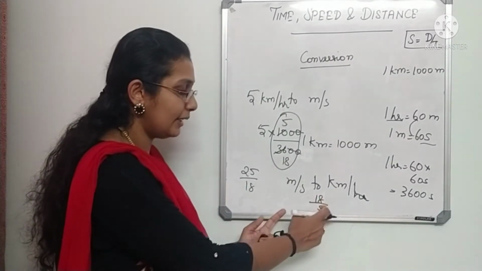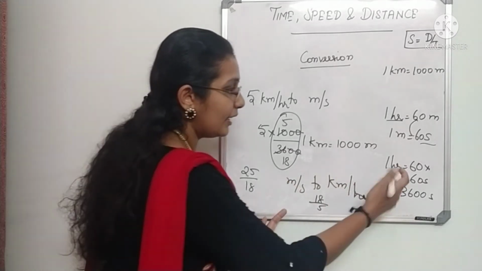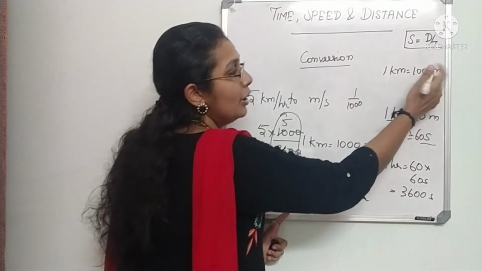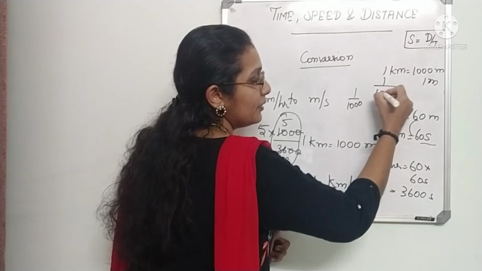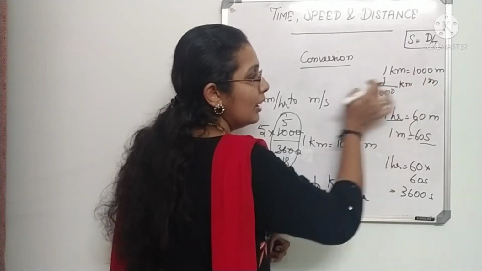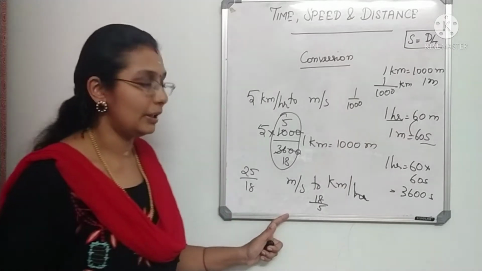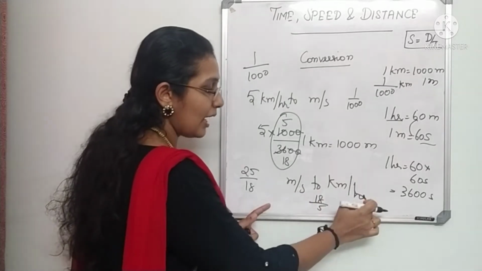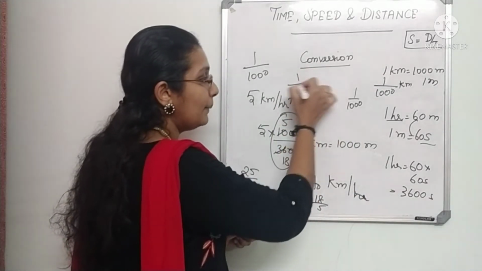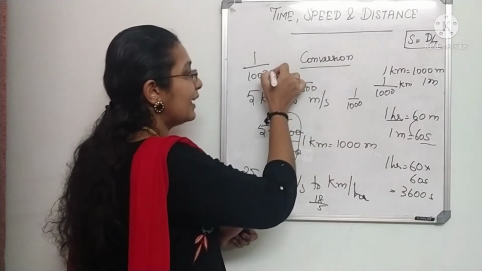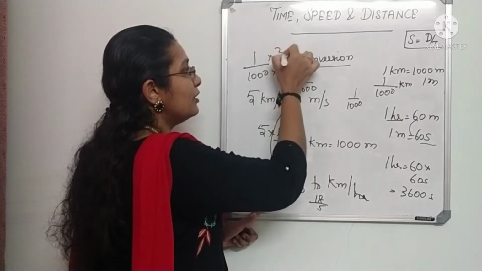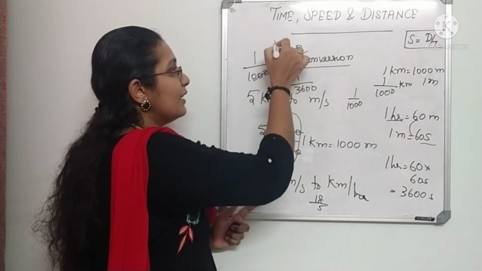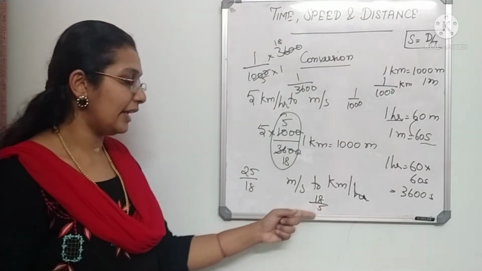You may get that out, how 18 by 5. See, 1 meter is equal to 1 by 1000 kilometer, right? See, 1 kilometer is equal to 1000 meter. So 1 meter is equal to 1 by 1000 kilometer, right? So 1 by 1000, again seconds to hours. Seconds to hours, what you will have to do? 1 by 3600, correct? So again 1 by 3600 means you will get it as 3600 by 1000. Okay, so when you cancel, you get it as 18 by 5. Clear how we got 18 by 5?